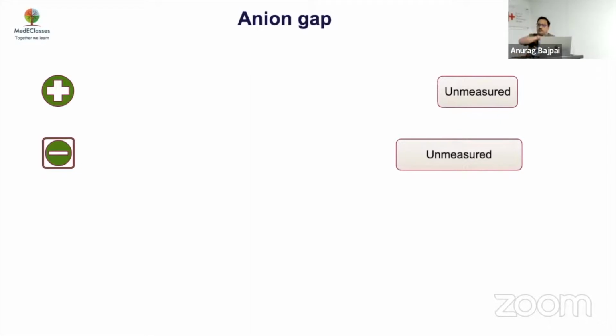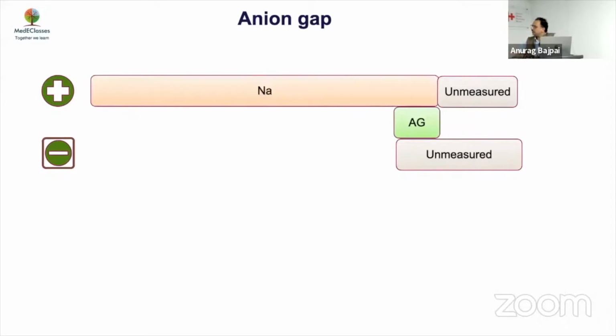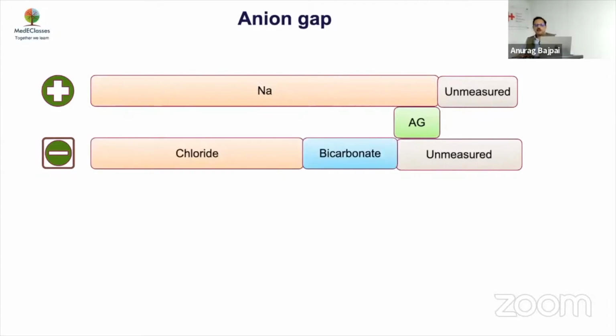Now, if you flip the coin to the other side, how do you measure the unmeasured? You look at sodium, the measured positive ion, and chloride and bicarbonate, the measured negative ions. The difference between them is the anion gap. Earlier, people used to include potassium also, which is not used these days. This is usually 10 to 12 millimoles per liter.